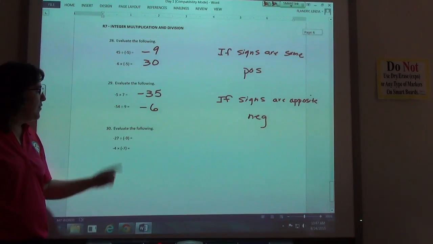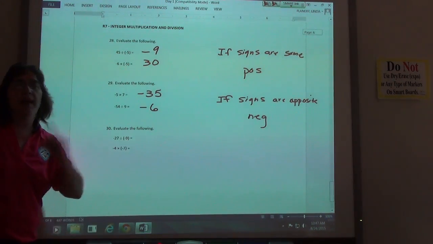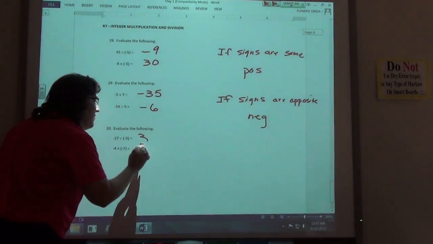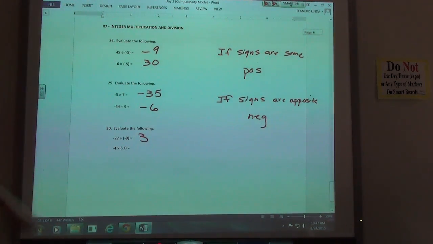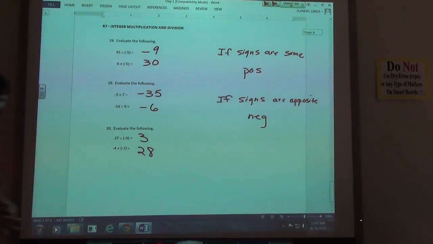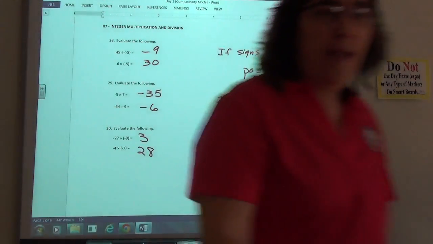So number 30, if we take negative 27 divided by negative 9, we get positive 3, because a negative divided by a negative is a positive. And a negative 4 times a negative 7, 28. Again, a negative times a negative gives me a positive.